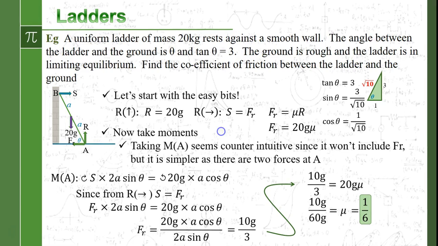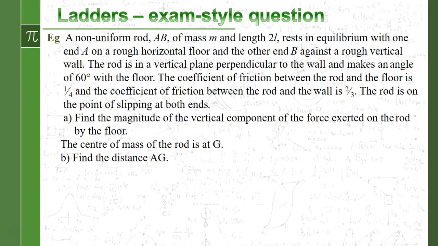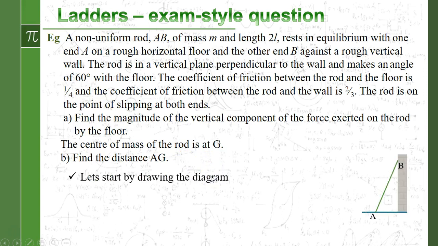Right, on we go, and let's have a look at an exam style question. So we've got a whole world of information here. Non-uniform rod, mass m, length 2L, rough horizontal floor, rough vertical wall. We've got an angle between the rod and the floor, and as it turns out, two coefficients of friction. So as ever, let's put all that into a diagram so we can start making sense of it. So here we go.